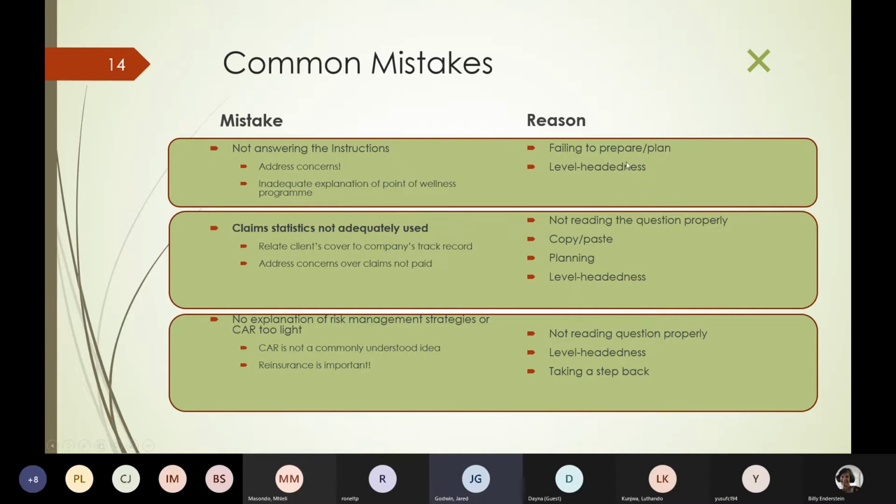And I guess the reason for that is just failing to prepare your plan. Maybe now I'm hoping there's a bit of a light bulb going, I didn't realize that when it said question 1, what it meant was there are about 7 different questions in here, and I need to answer all those 7.